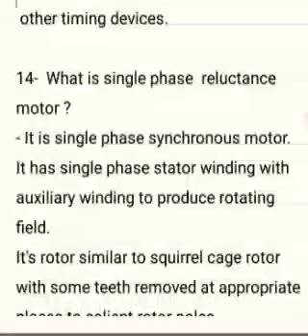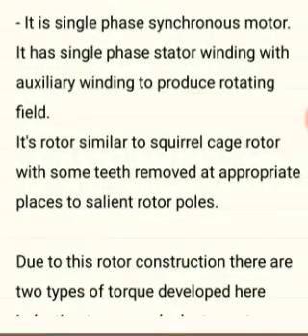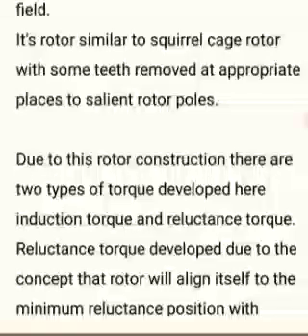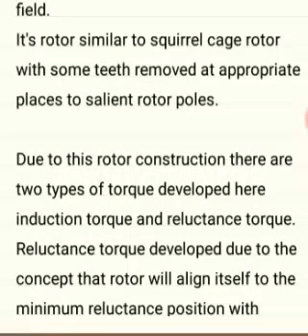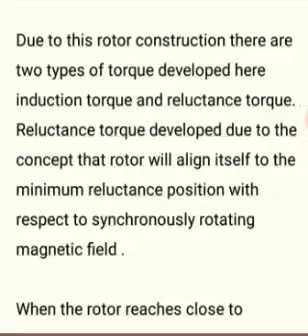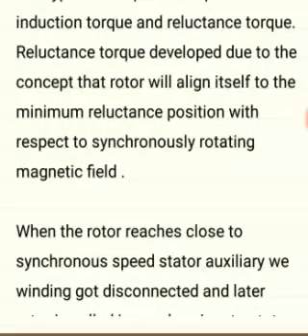What is a single phase reluctance motor? It is a single phase synchronous motor. It has a single phase stator winding with an auxiliary winding to produce a rotating field. Its rotor is similar to a squirrel cage rotor with some teeth removed at appropriate places to form a salient pole rotor. Due to this rotor construction, two types of torque are developed: induction torque as well as reluctance torque. Reluctance torque is developed due to the concept that the rotor will align itself to the minimum reluctance position with respect to the synchronously rotating magnetic field.